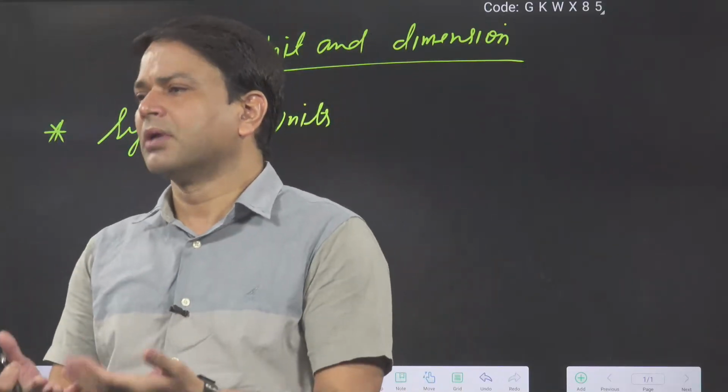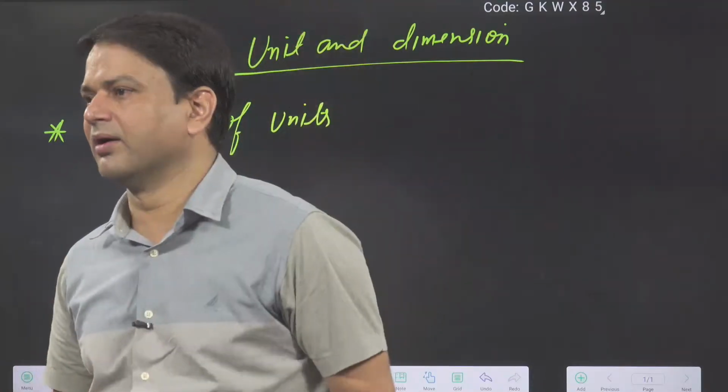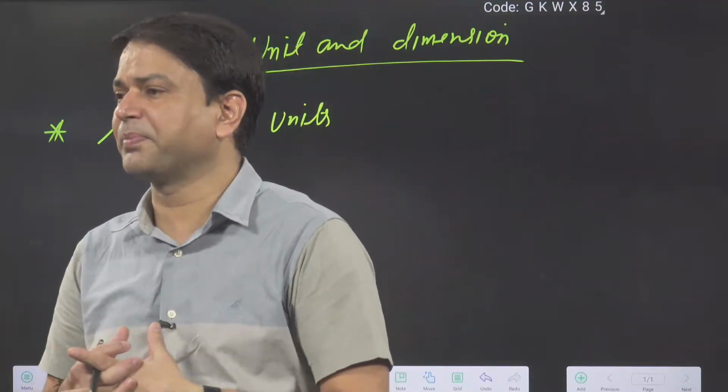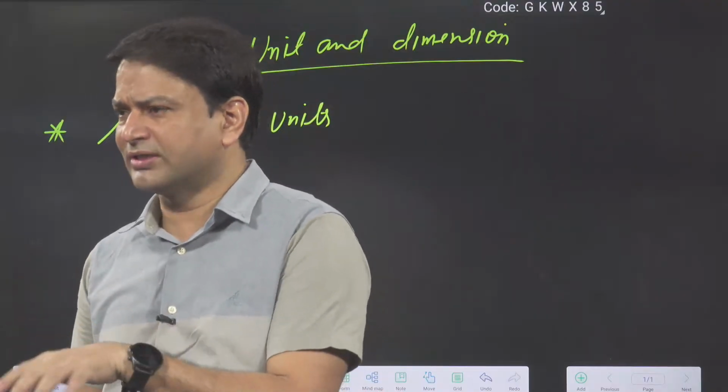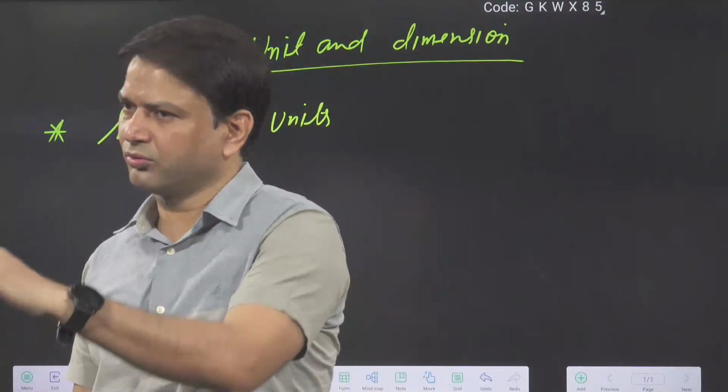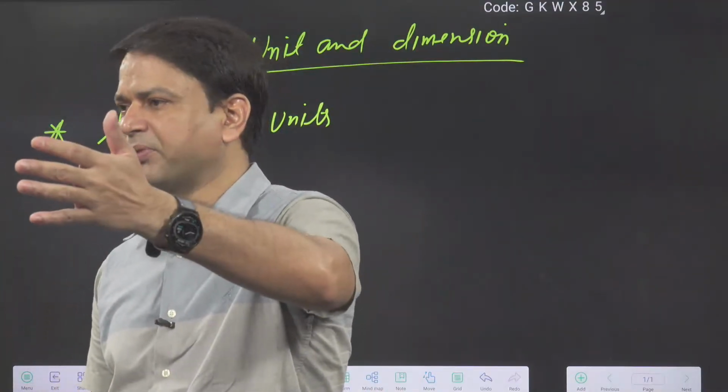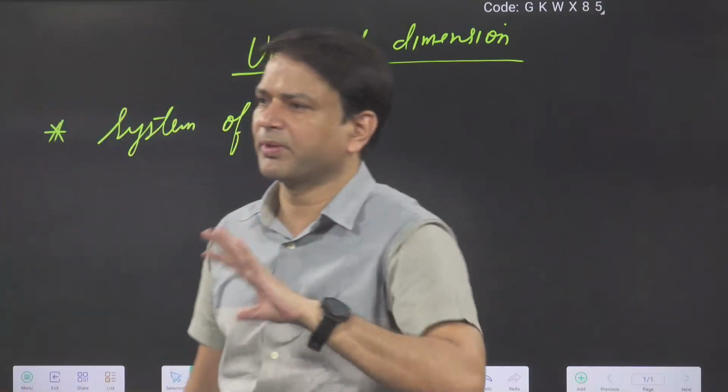The third one, mainly used in other countries, is FPS. FPS is foot, pound, second. This third system we will never talk about. We will deal only with MKS or CGS. Did everybody get this or not?